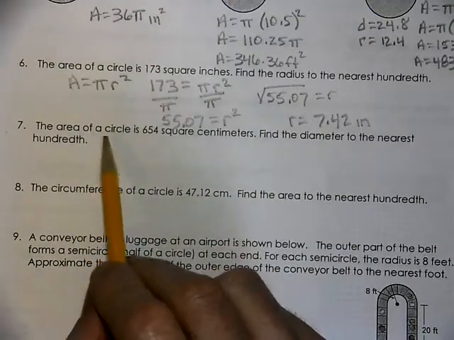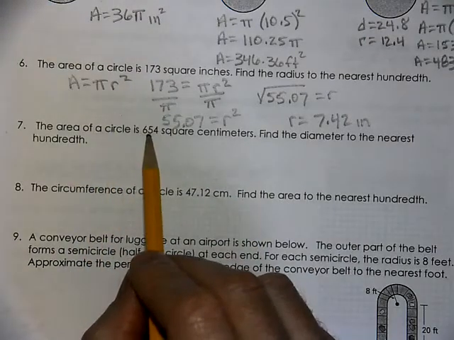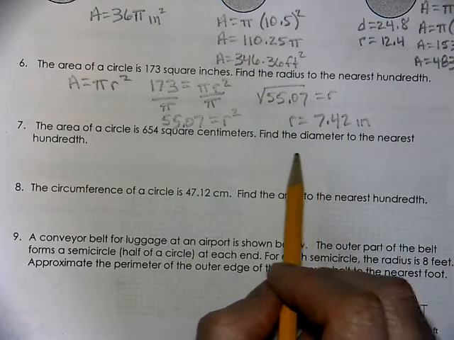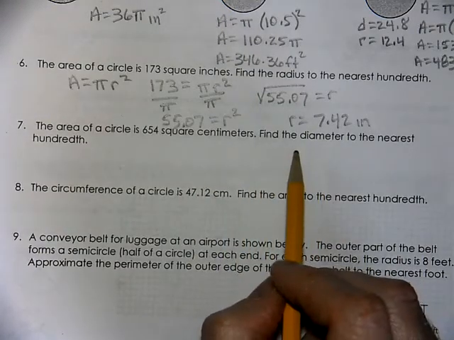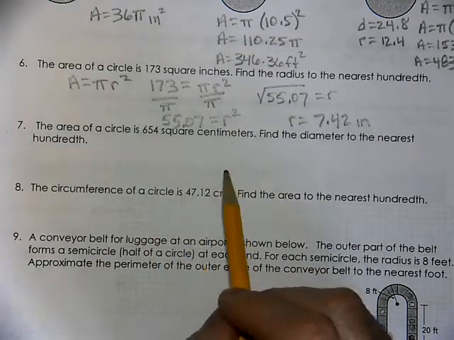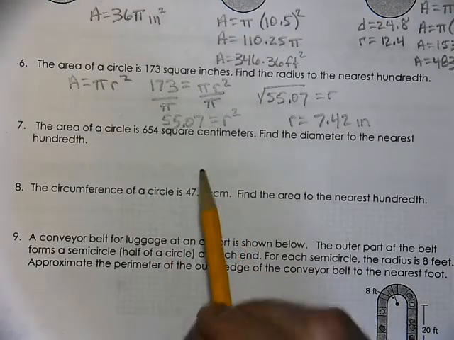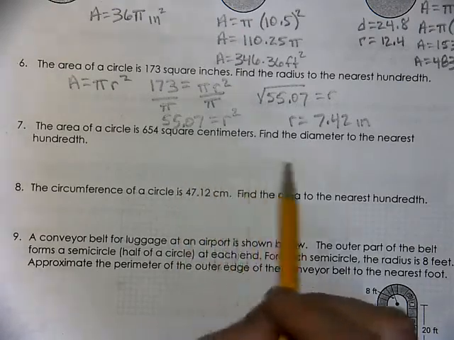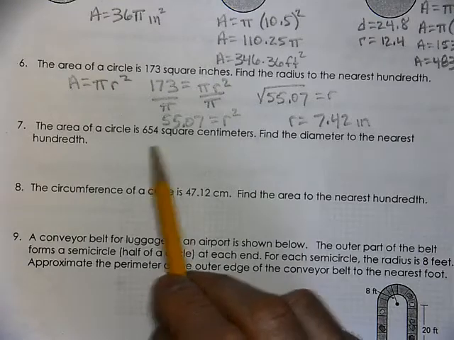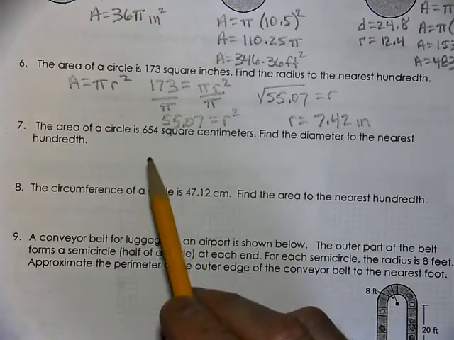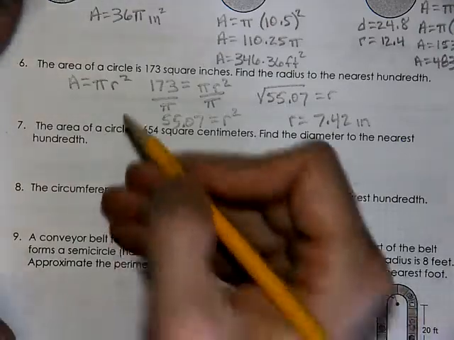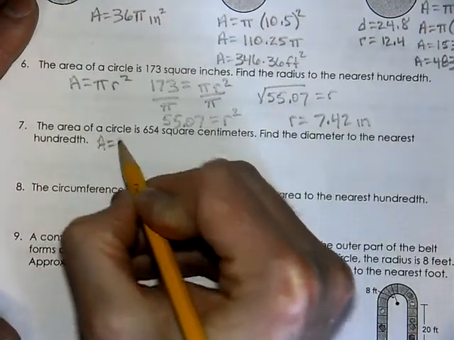The area of a circle is 654 square centimeters. Find the diameter. Well, I can't find the diameter. I can find the radius. If I have the radius, I could times it by 2. So you've got to come up with a problem solving how you're going to find the diameter. The area doesn't give you the diameter. It gives you the radius. It uses the radius.